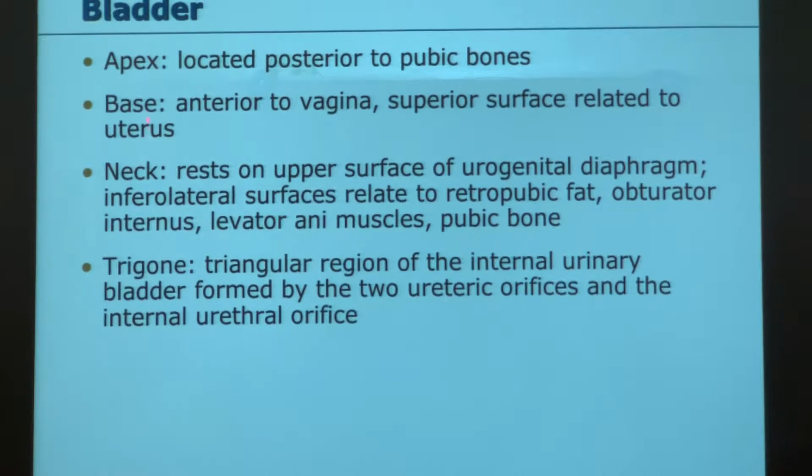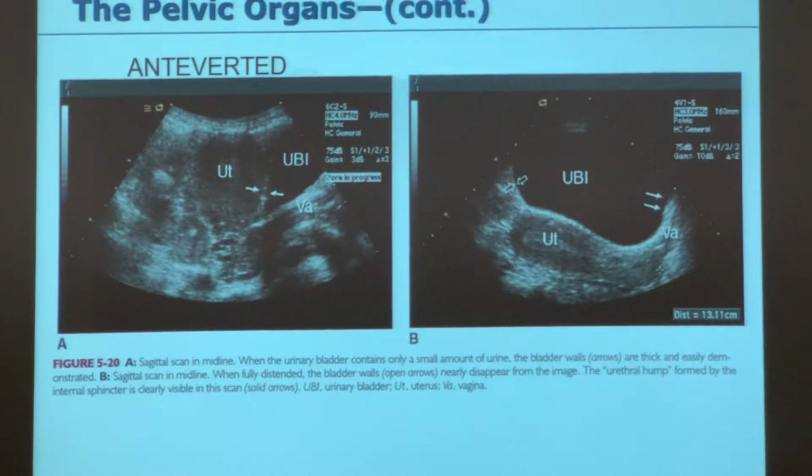Apex, base, neck, and trigon. This is an anteverted uterus, transabdominal: anterior, posterior, superior, inferior. So what plane am I in for this uterus? I'm in the sagittal plane because I see all of the uterus. Same thing, this is transvaginal: anterior, posterior, superior, inferior.